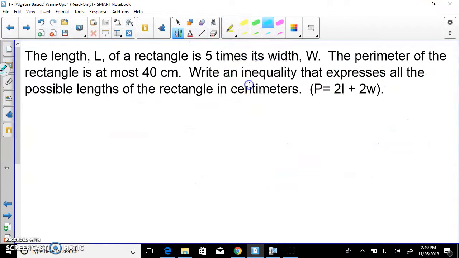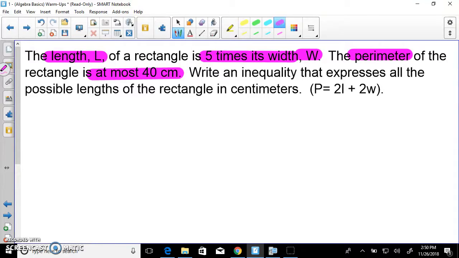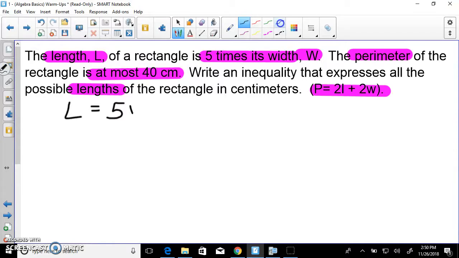Last question for tonight. So we're going to highlight the important information. The length L of a rectangle is 5 times the width W. The perimeter of the rectangle is at most 40 centimeters, so we're talking about the perimeter. Write an inequality that expresses all the possible lengths of the rectangle in centimeters, and then we're going to use that perimeter equation. So let's define some variables. Length is 5 times its width W. So they tell us length in terms of width. We also have the perimeter equation, P equals 2 times L plus 2 times width.